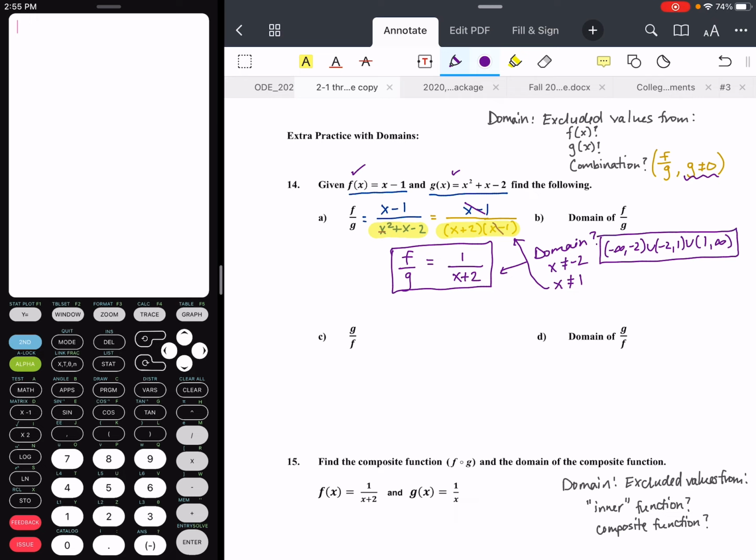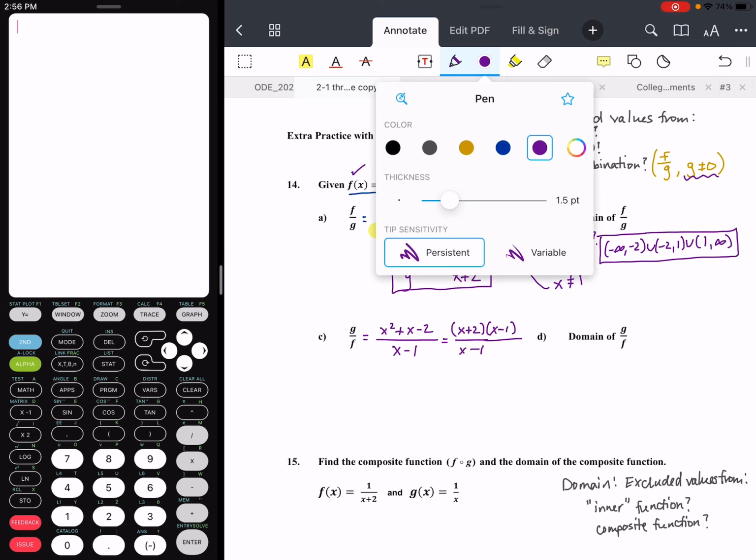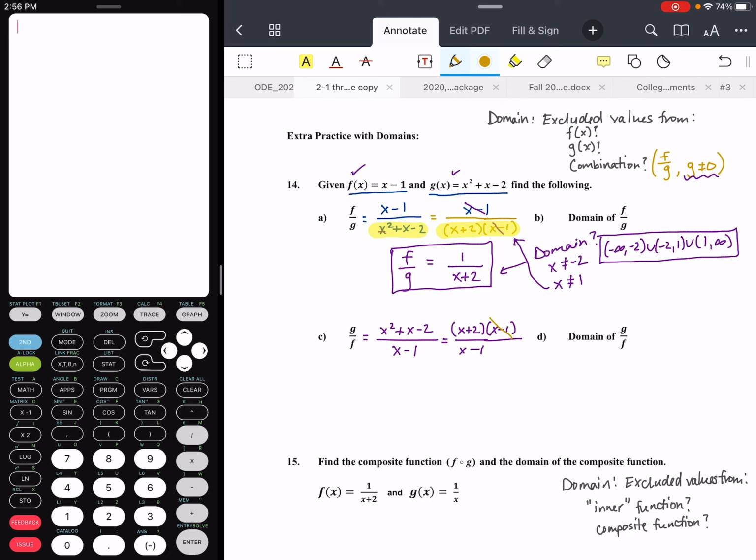Okay, so flipping the order of this, now for part C, we have g up top, x squared plus x minus 2, and then x minus 1 in the denominator. And we know from before that I can factor that numerator now into x plus 2 times x minus 1. And now canceling, x minus 1 over x minus 1 cancels. So this gives me x plus 2. Okay, so that's my quotient function.